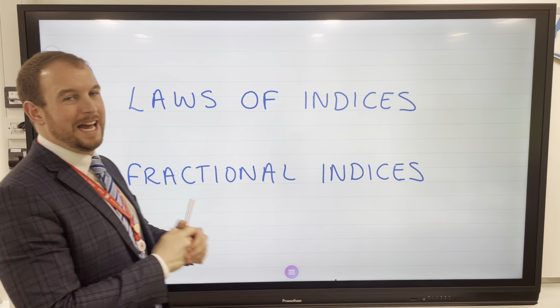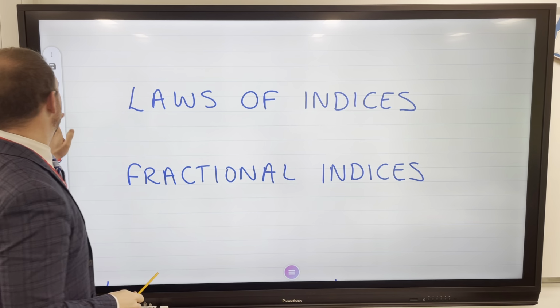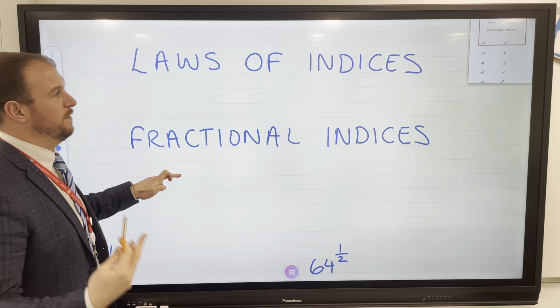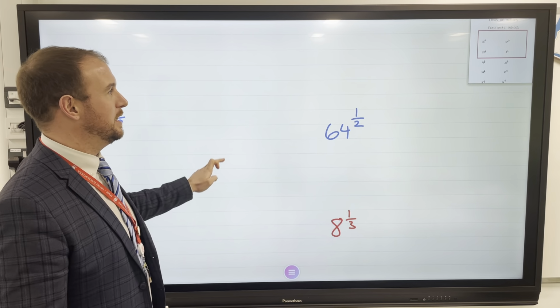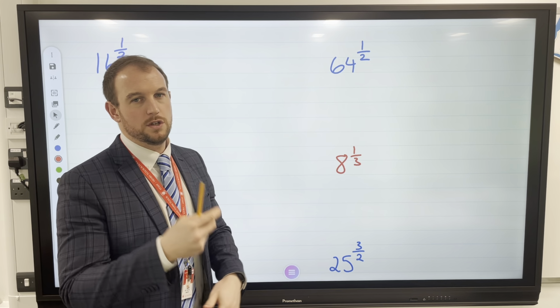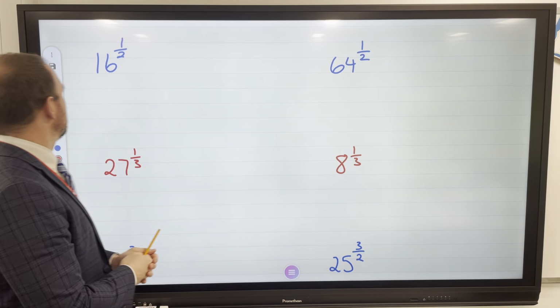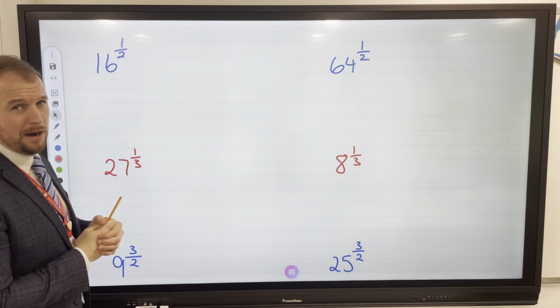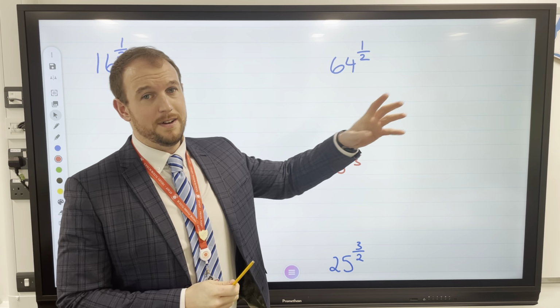So today we are looking at fractional indices. I hope you've had a look at the other videos on the basic laws of indices and the negative indices, and now this goes on to the fractional. So we have 16 to the power of half, 64 to the power of half, etc.